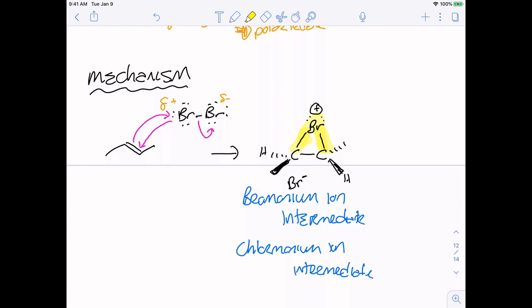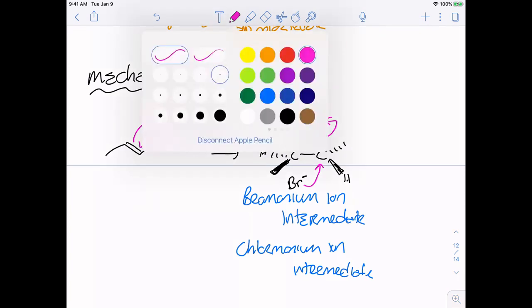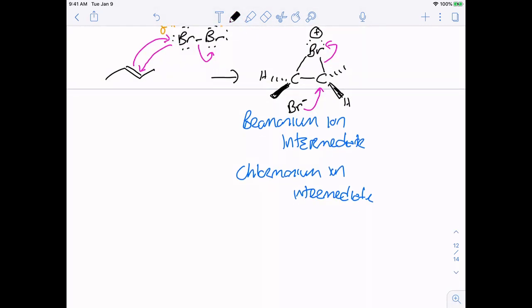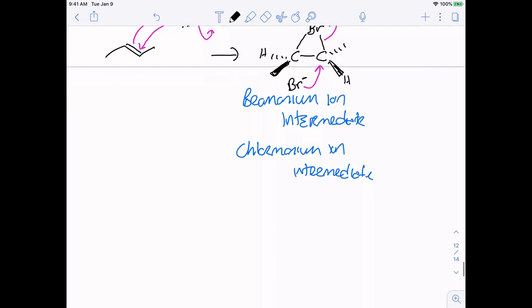So let me get that highlight out of the way. So this is going to attack from down here. Then I'm going to break this bond. So again, because that bridged bromonium is blocking the top side, that second halogen needs to attack from the bottom. And let's go down here with it.